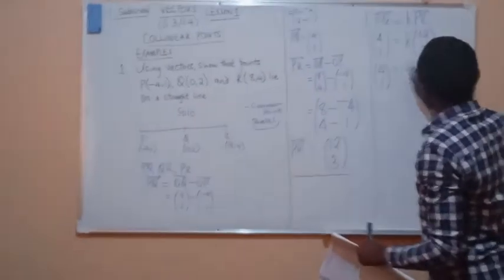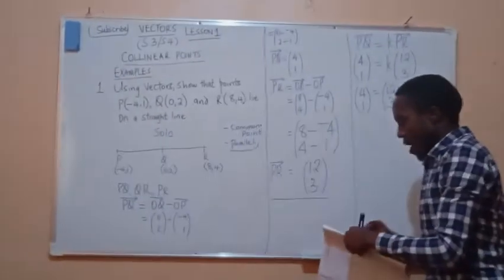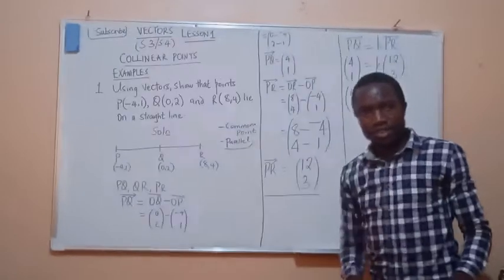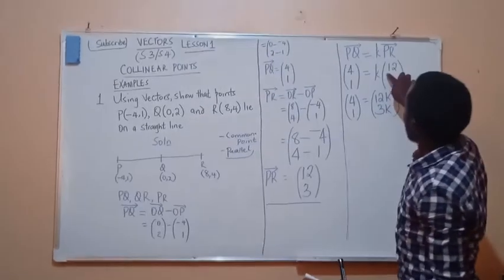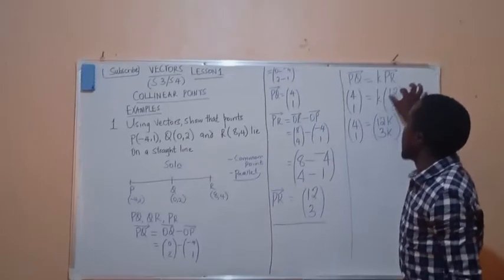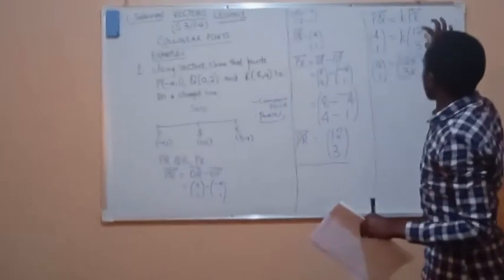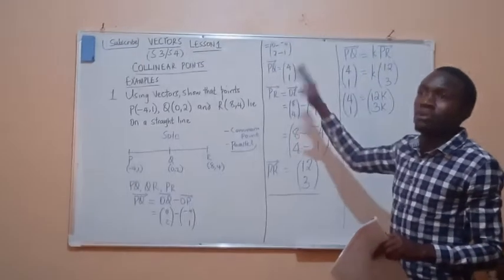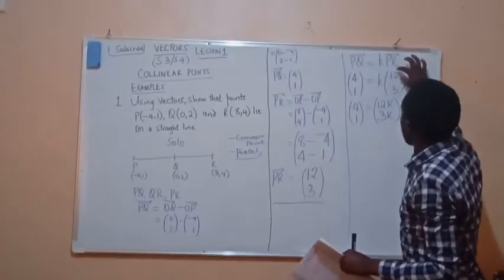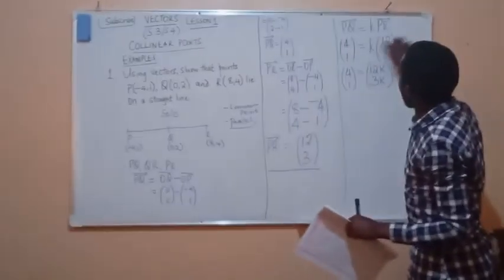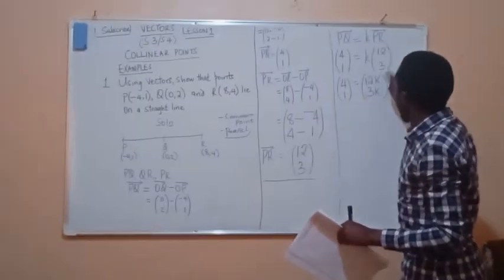I want us to differentiate between a vector and a fraction. If it was a fraction, that constant would be multiplying only in the numerator. But when it is a vector, it multiplies in the numerator and the denominator. Actually, they are not called denominators and numerators. It multiplies in each entry or in each value. So that one makes it 12k and this one makes it 3k.